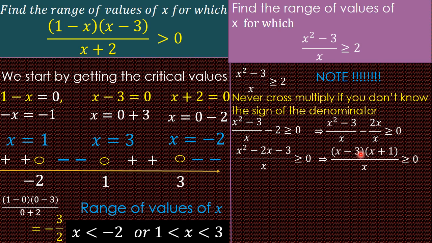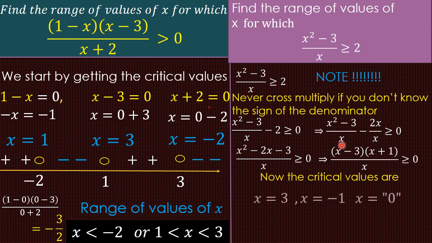Therefore our factors in this case, guys, are going to be x minus 3, x plus 1, then we have x. If we put all of the factors to 0 to get our critical values like we did initially, we are simply going to have x equals 3, x equals -1, and x equals "0".